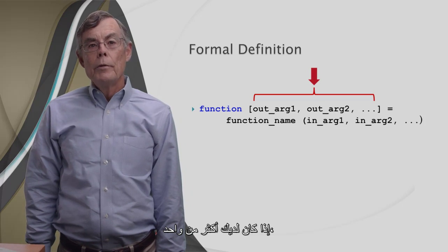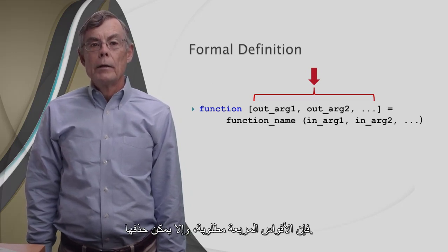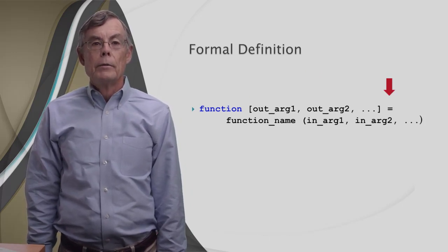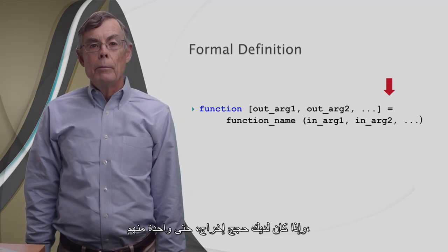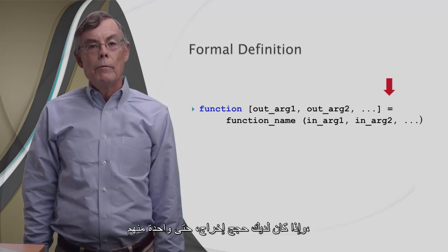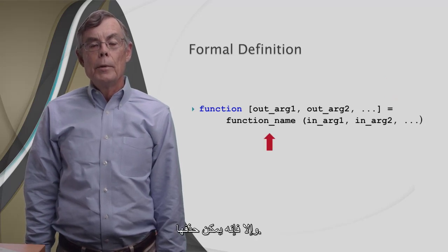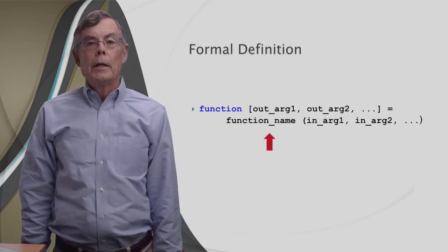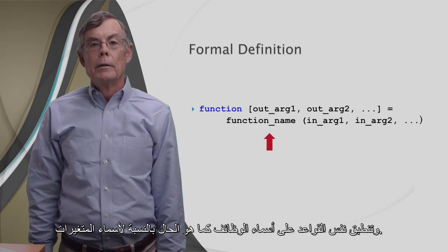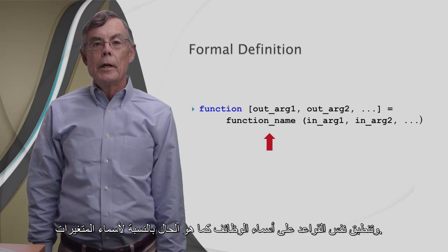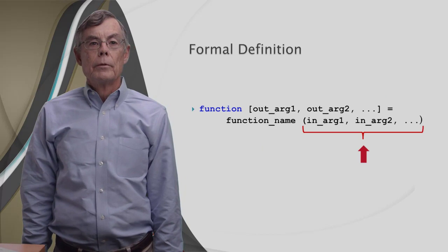If you have more than one, the square brackets are required, otherwise they can be omitted. And if you have output arguments, even one of them, then you have to have an equal sign, otherwise it can be omitted. Next comes the function name, and the same rules apply for function names as for variable names.